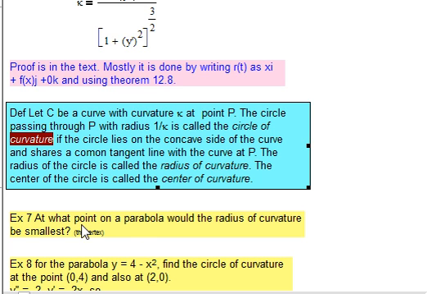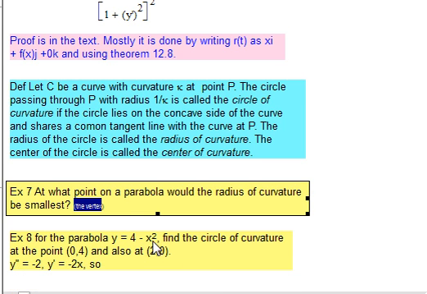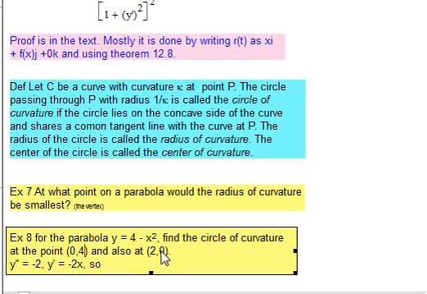So here's a question: at what point on a parabola would the radius of curvature be the smallest? And that would be at the vertex. Think about the graph of a parabola, right? Then a circle of curvature away from the vertex would have a very large radius, and a circle at the vertex would have a much smaller one. So for the parabola y equals 4 minus x squared, find the circle of curvature at the point (0, 4), and also at the point (2, 0), 2 different points on that parabola.